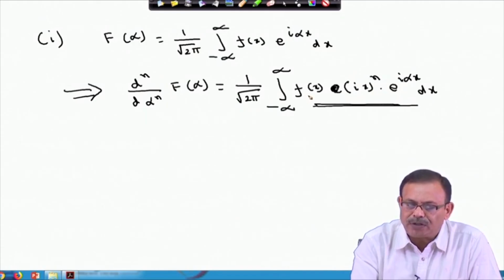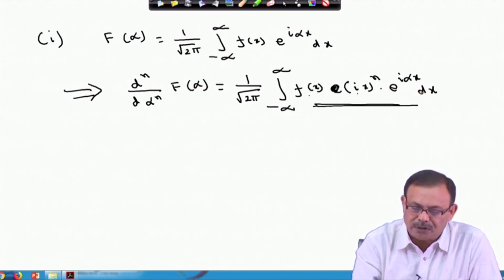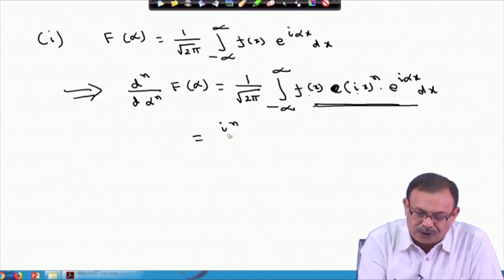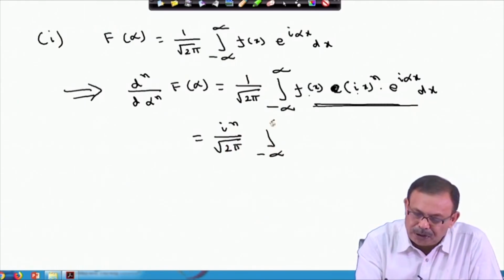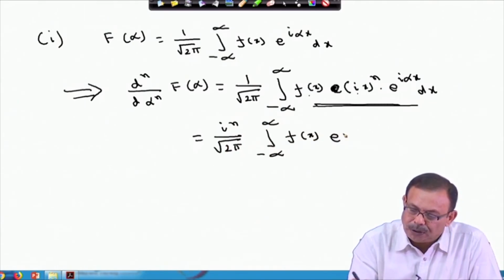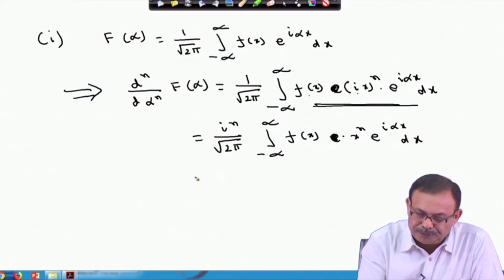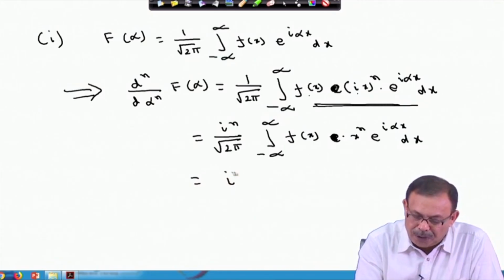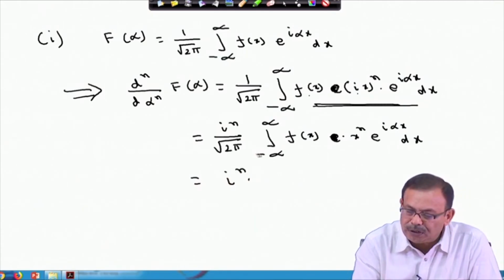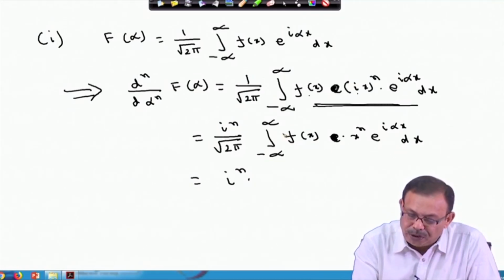So, this I am writing: f(x) after the nth derivative will be (ix) whole to the power n into e to the power i alpha x dx. So, i to the power n will go outside. It will be i to the power n into 1 by root 2 pi, integral from minus infinity to infinity of f(x) into x to the power n into e to the power i alpha x dx. And this equals i to the power n into 1 by root 2 pi, integral from minus infinity to infinity of f(x) into x to the power n into e to the power i alpha x.